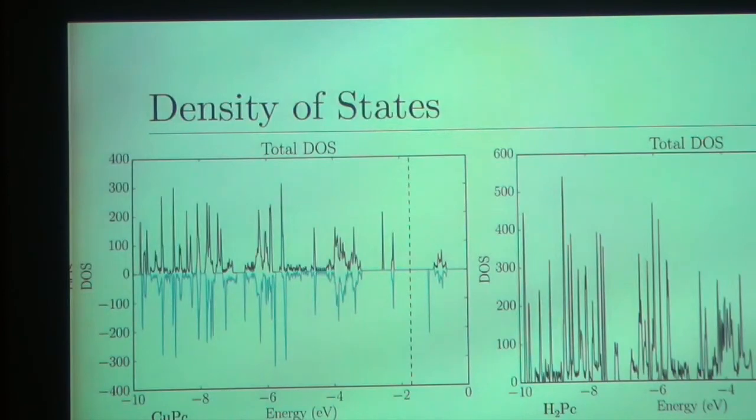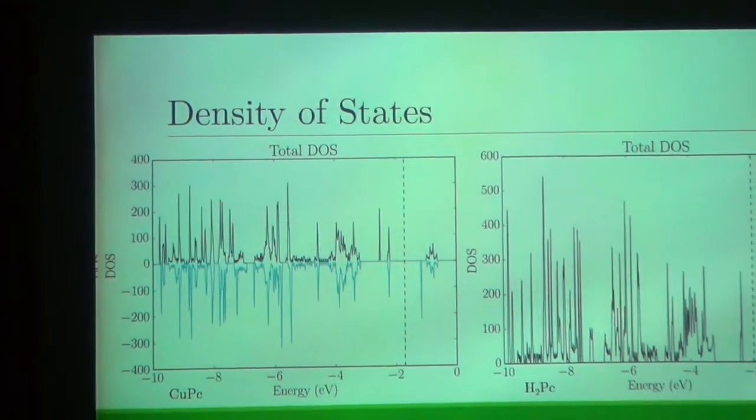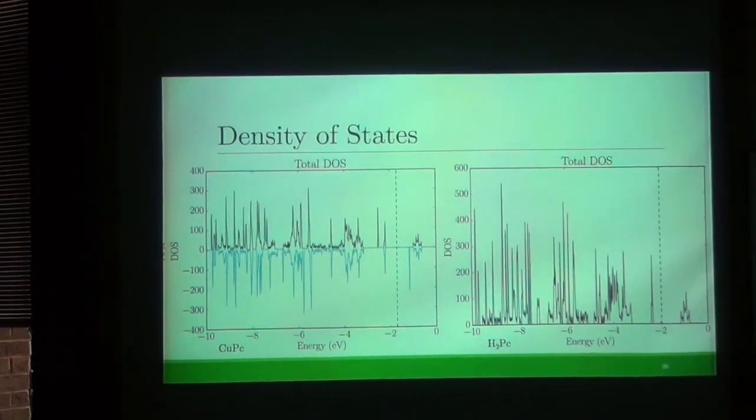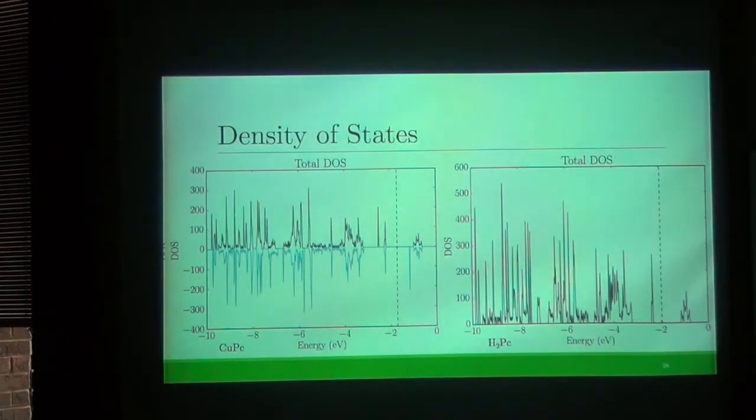So now looking at the density of states. Now moving from a molecular system into a crystalline system. Looking at these density of states, what I've presented here are the density of states for the CuPc case here, as well as the density of states for the H2Pc case.